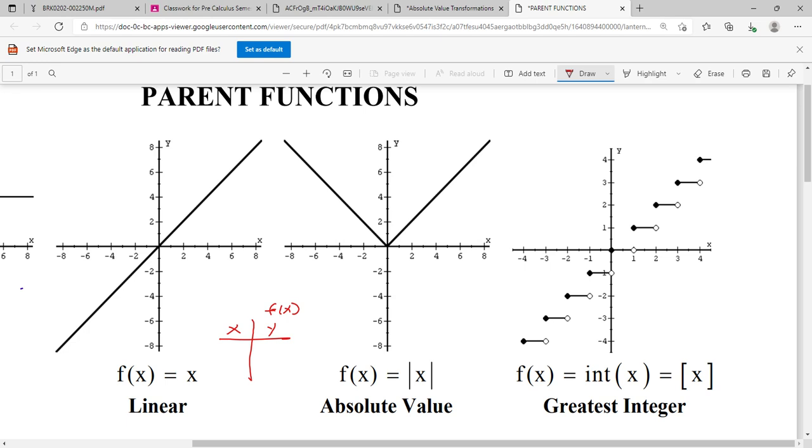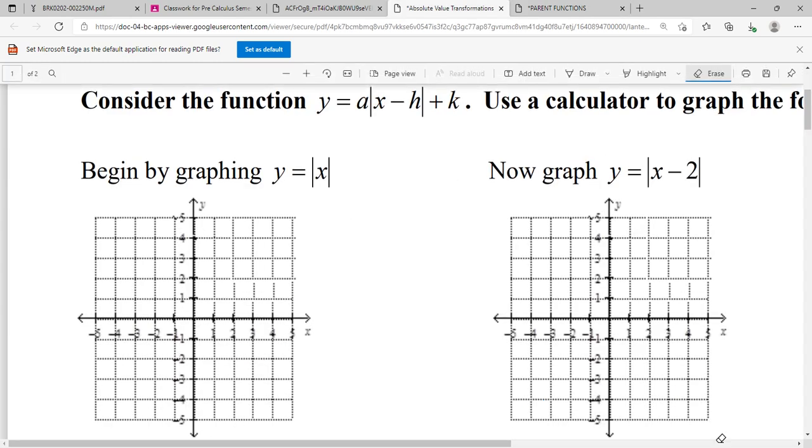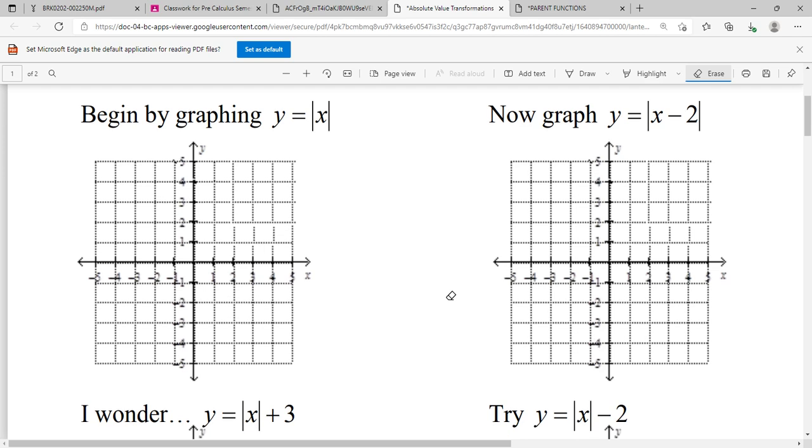If we put 1 in here, the absolute value of 1 is 1. So we'd be at 1, 1. If we put 0 in there, the absolute value of 0 is 0. If we put negative 1 in there, the absolute value of negative 1 is still just 1. So that puts us here. So this is going to be a V shape. Alright, so now we're going to learn how to do some translations on that. Alright, so we're going to start by graphing some absolute value functions, and we're going to learn what that does. So this one has us graph. This is the parent function.